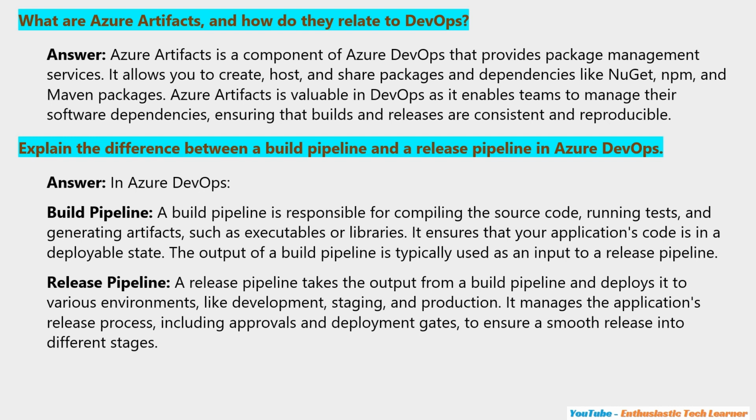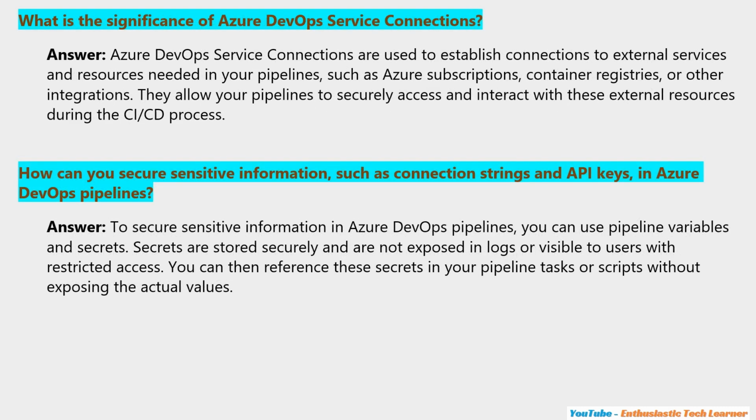Release pipeline. A release pipeline takes the output from a build pipeline and deploys it to various environments, like development, staging, and production. It manages the application's release process, including approvals and deployment gates, to ensure a smooth release into different stages. What is the significance of Azure DevOps Service Connections?